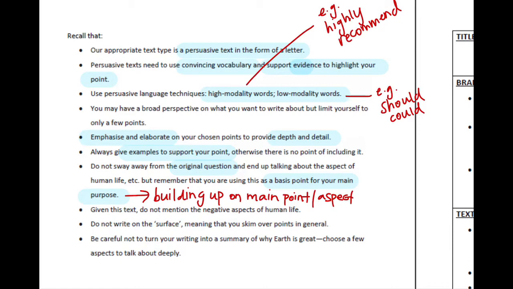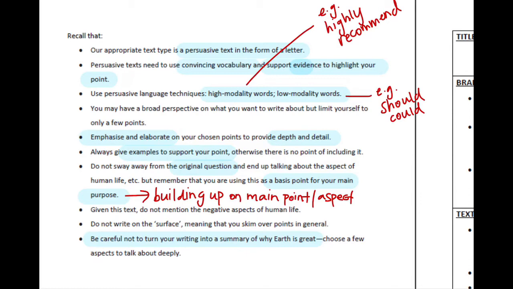Do not write on the surface, meaning that you skim over ideas in general. We just went through that. Be careful not to turn your writing into a summary of what Earth is great. Choose a few aspects to talk about deeply. So in relation to the previous point, don't go through every single part and skim over the general positive aspects of Earth and then think that's okay.